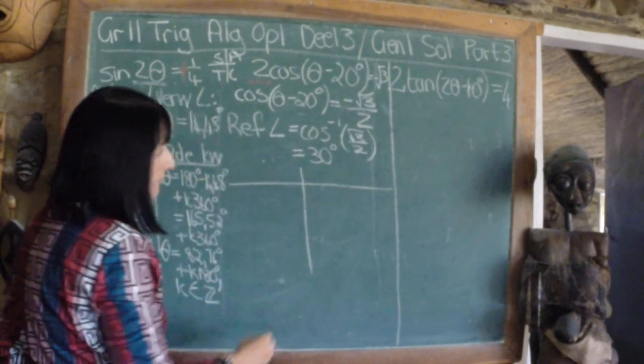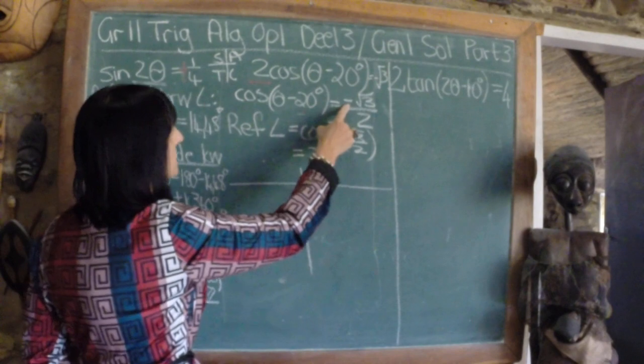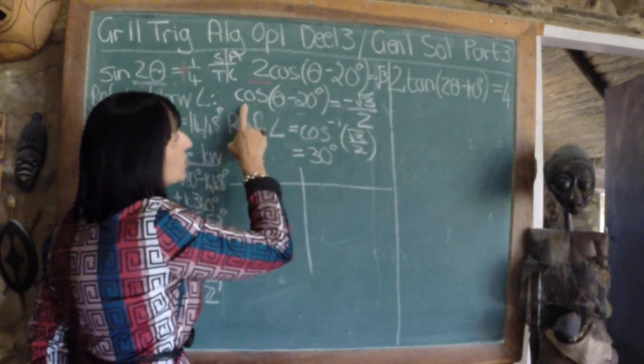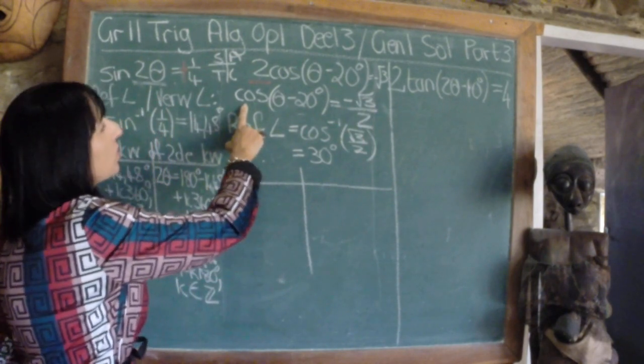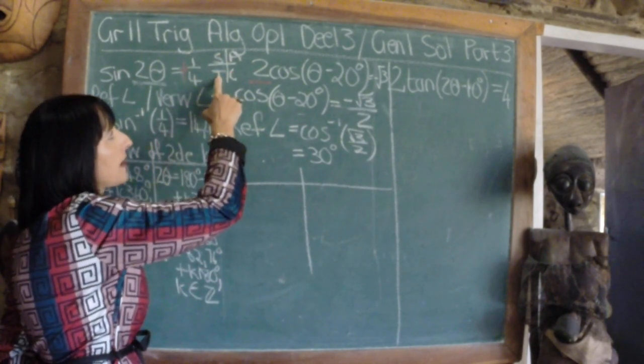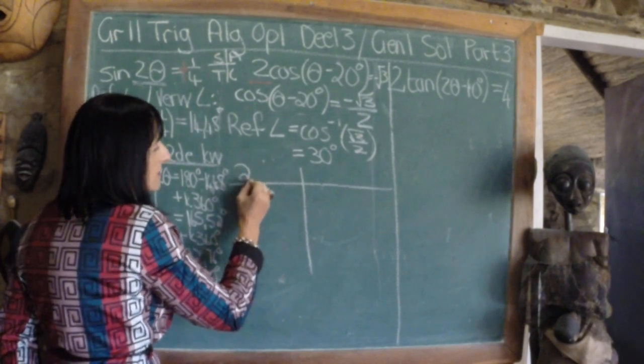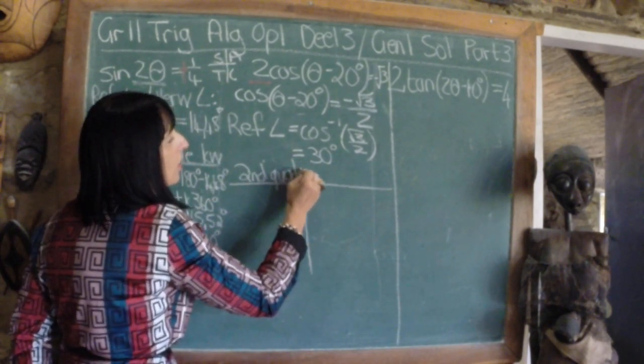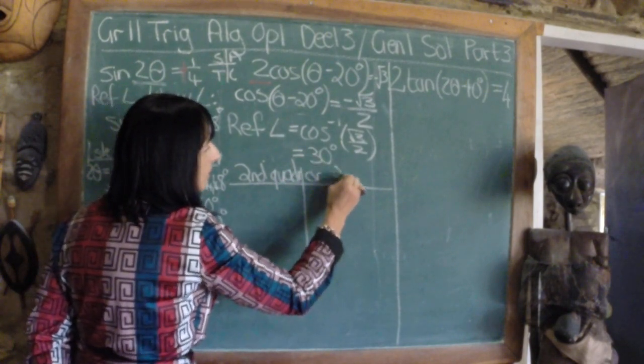Now, the first time I'm going to look at the minus, is waar ek vir myself vra, in watter kwadrante is cos negatief? Cos is negatief in die tweede en in die derde kwadrant. So I've got second quadrant or third quadrant.